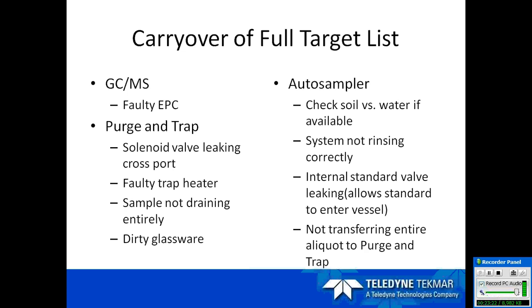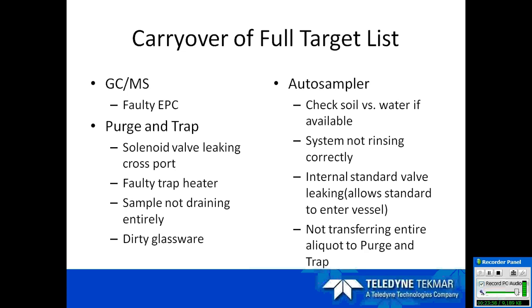With the purge and trap, maybe you have a solenoid valve leaking cross port. The solenoid valve leaking cross port might have the high sample leak over into a pathway that's not being used until the next run when it's pushing sample through. So if you're running a high sample, then all of a sudden you run a carryover study afterwards and you see carryover, that could be a possibility, because the high sample did leak across the port into the sample pathway that's not being used until the next run, which could cause some carryover of your full analyte list.